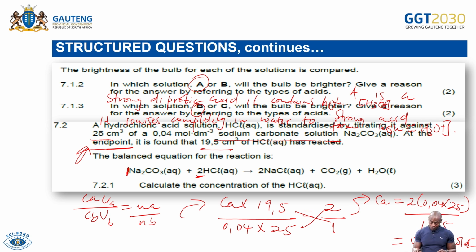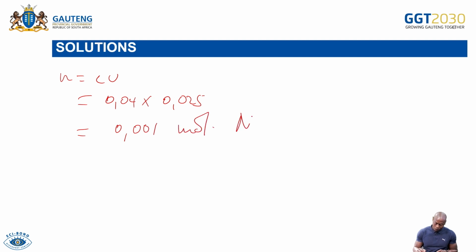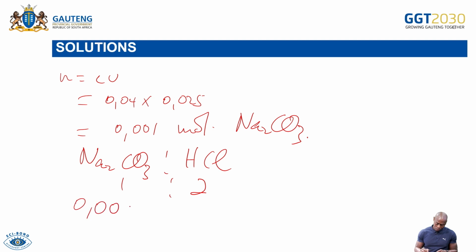Or what we can do is calculate the number of moles of the base. The number of moles of the base is CV, from C equals N over V. Concentration 0.04 times 0.025. We don't have a choice here, we have to convert cubic centimeters to cubic decimeters. So 0.04 times 0.025, which is 0.001. These are the number of moles of sodium carbonate. The ratio of sodium carbonate to hydrochloric acid is 1 is to 2, which is 0.001 is to x.